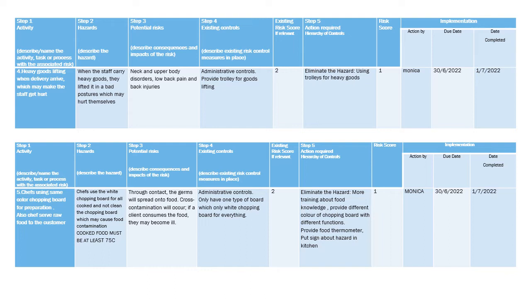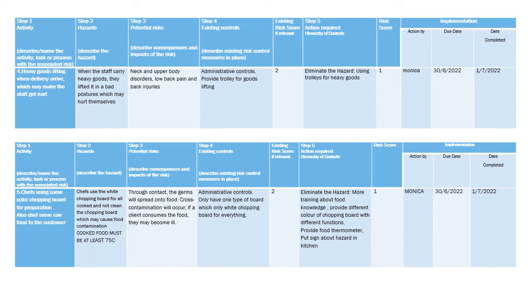The next one is the chef using the same color of chopping board for the preparation. Also, the chef serves raw food to the customer. This is really dangerous for food serving. The food might cause contamination, and the customer may become ill.